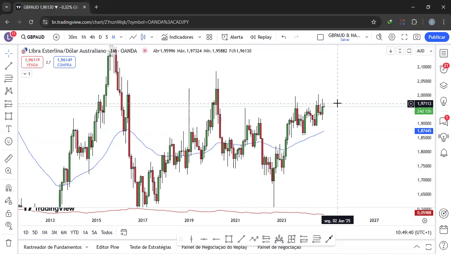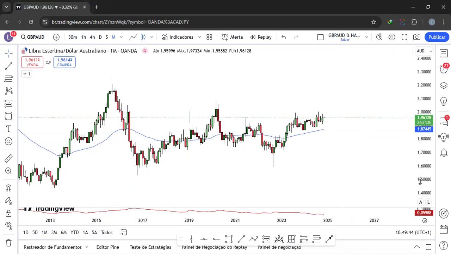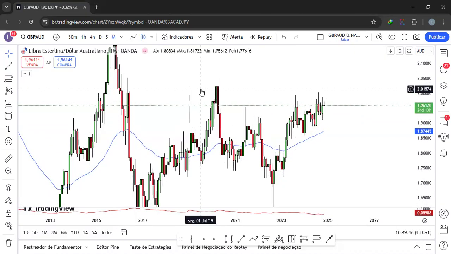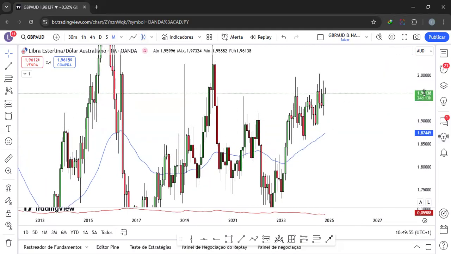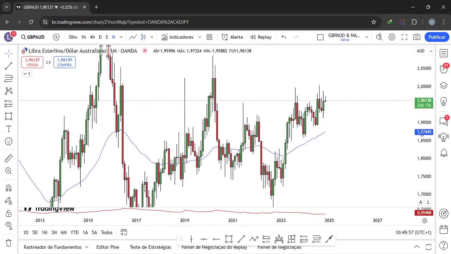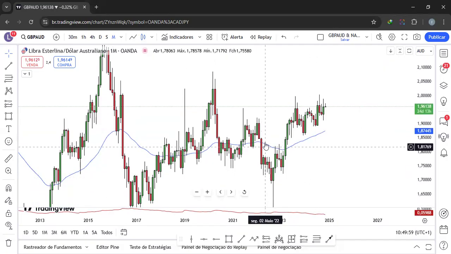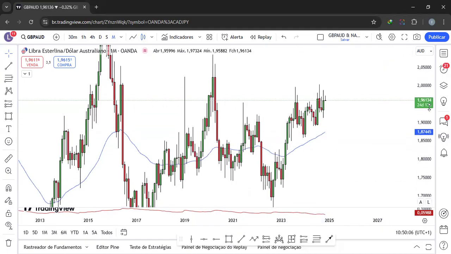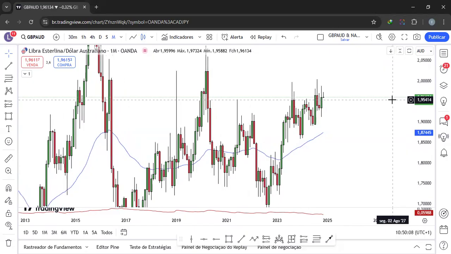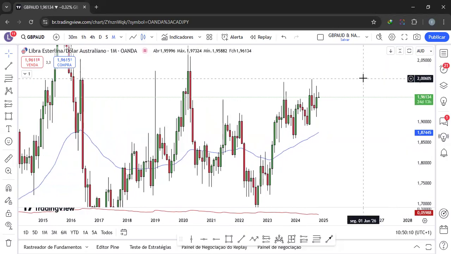Starting with the first, structure, we're going to identify if we are in a bullish trend, bearish, or sideways consolidation. We're going to start on monthly. And on monthly, we can see clearly that the market is making higher highs and higher lows, showing that there is bullish sentiment, or there is buying control.